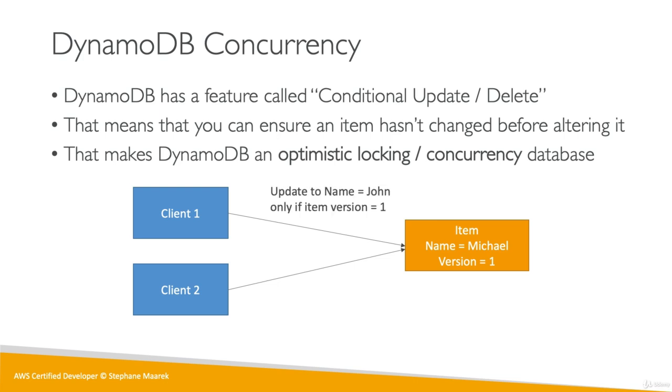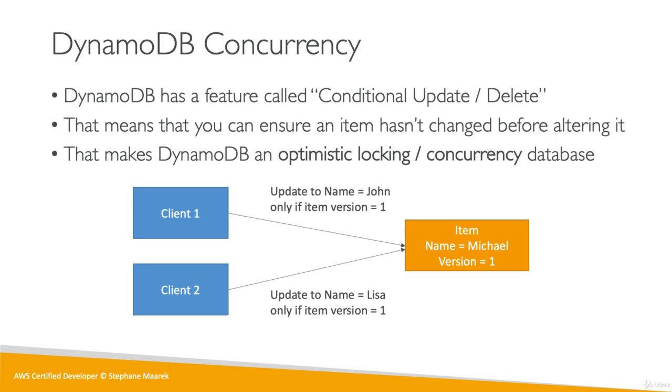Client 1 wants to update the name to John, and it says, I want to update the name to John only if the item version is 1. Client 2 wants to update the name to Lisa, but the only way it's updating the name to Lisa is to only update if the item version is 1. So as you can see, they both at the same time try to update that item.